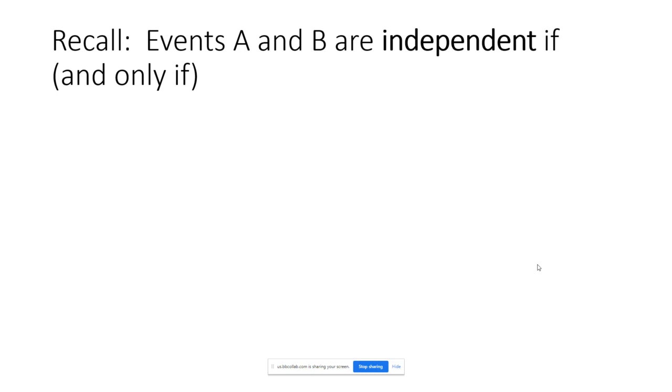P(A) times P(B) equals P(A intersect B). Yeah, the probability of the intersection of A and B is the product of the probabilities of A and B separately.